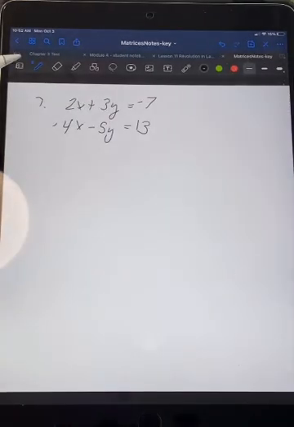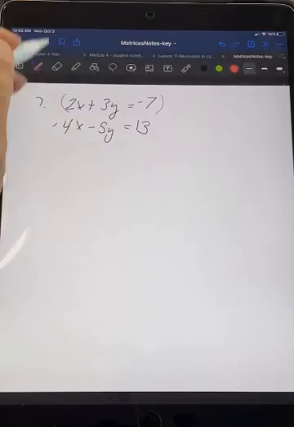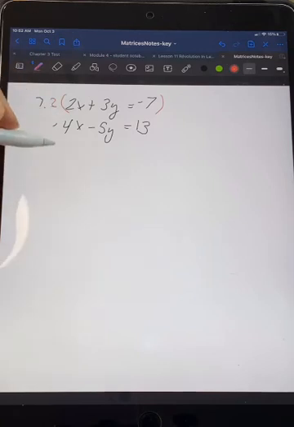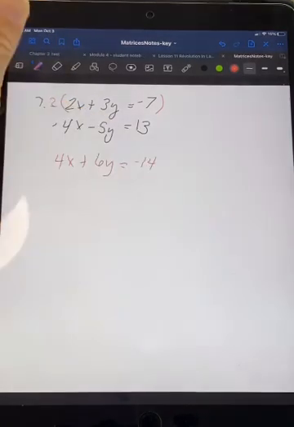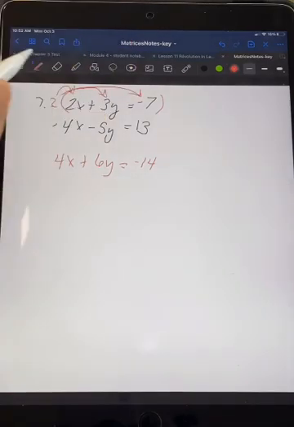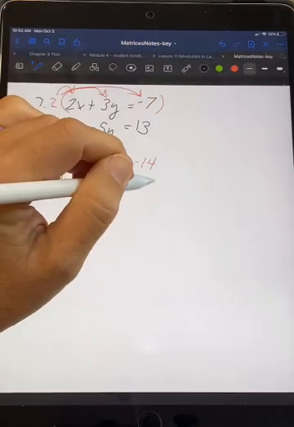All right, number 7, I asked you to use the combination method or elimination. So the first thing that we do is we look at our coefficients. Is there anything that we can add or subtract to get rid of it? No, currently we can't. However, if we were to multiply the entire top equation by the number 2, we would easily get a 4. So now I have 4x plus 6y equals negative 14. Do not forget to distribute this 2 all the way through every part of it. It is easy to miss the other side. Then I have my original equation, which is negative 4x minus 5y equals 13.